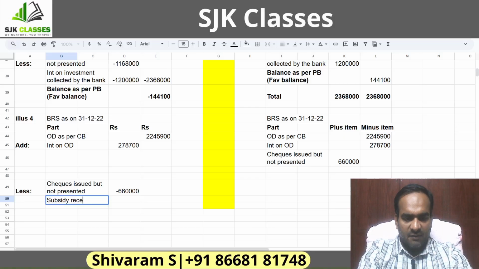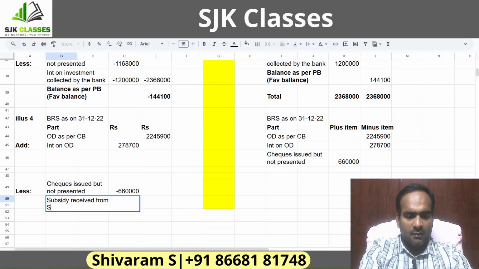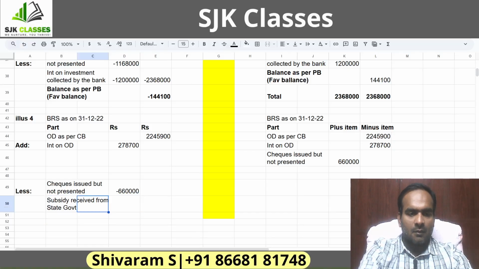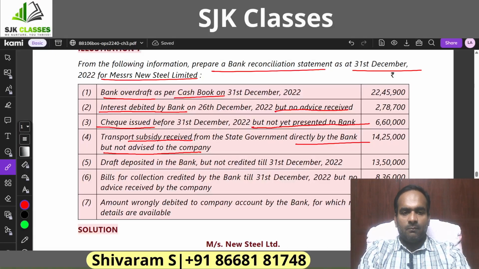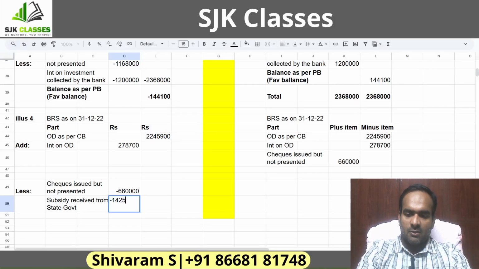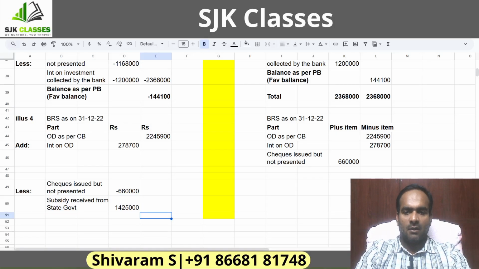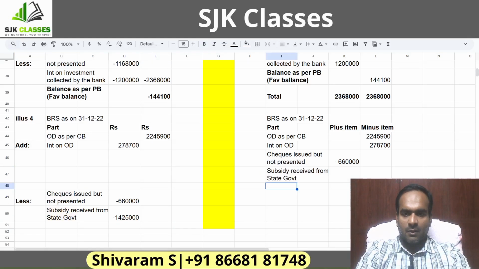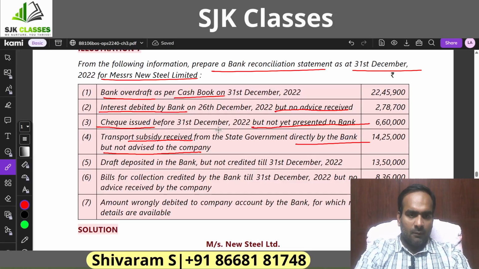Subsidy received from state government. And what is the value? 14,25,000. Yeah, the amount is 14,25,000 will be shown in the negative column. And for this way of presentation, you'll be showing it in the positive column. Let's move on. Next one.